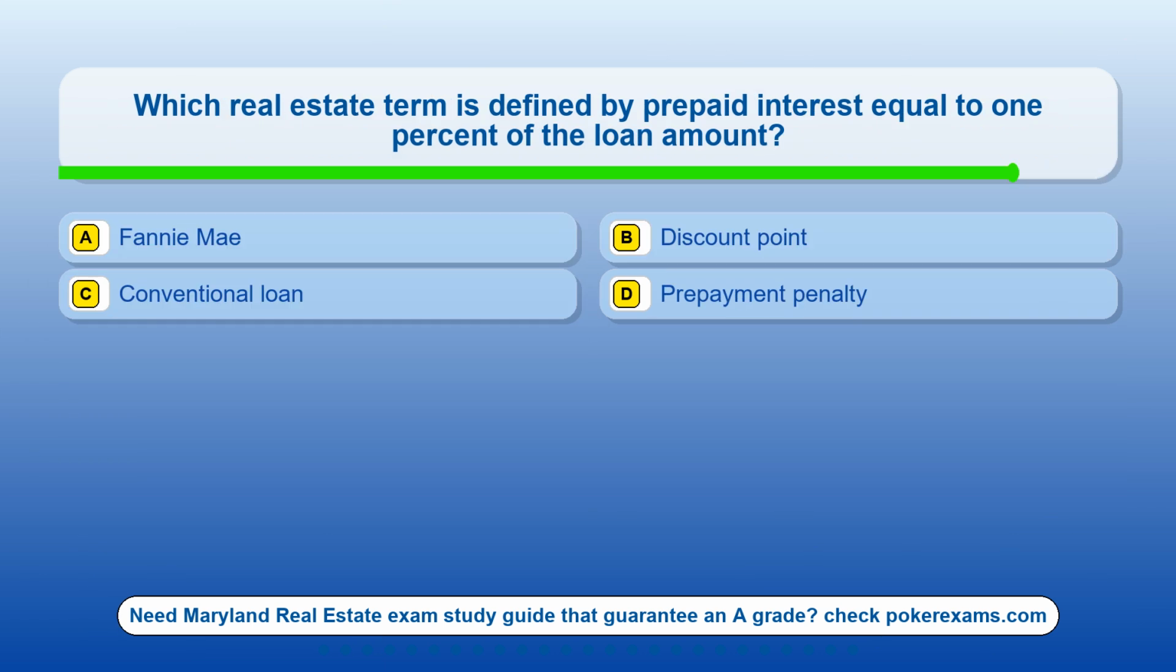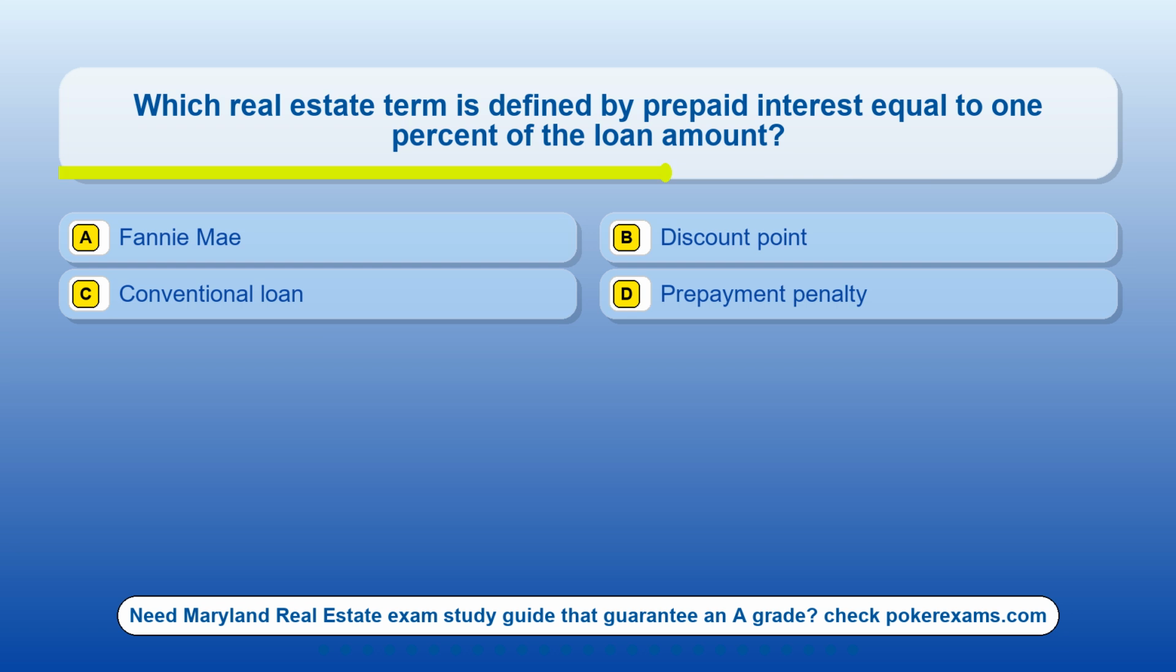Question 7. Which real estate term is defined by prepaid interest equal to 1% of the loan amount? Option A, Fannie Mae. Option B, discount point. Option C, conventional loan. Option D, prepayment penalty.